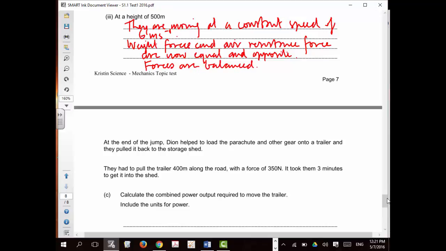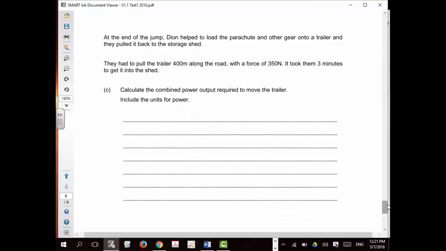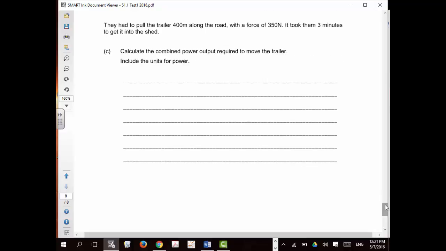Okay. And then this final question about power. At the end of the jump, Dion helped to load the parachute and other gear into the trailer, and they pulled it back to the storage shed. They had to pull the trailer 400 meters along the road with a force of 350 newtons, and it took them 3 minutes to get it into the shed. Calculate the combined power output required to move the trailer.